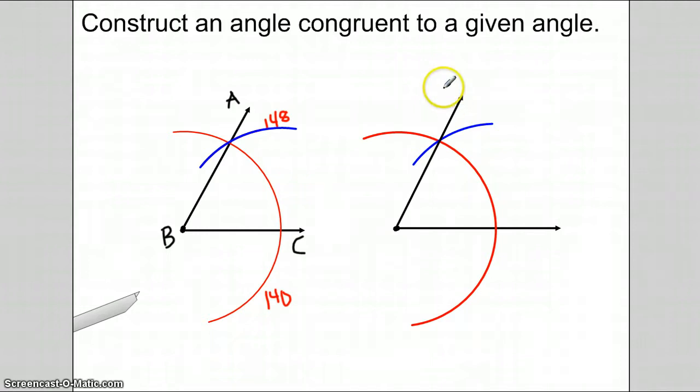I'm just going to go and label these D, E, and F. Okay, so we have angle ABC is congruent to angle DEF.